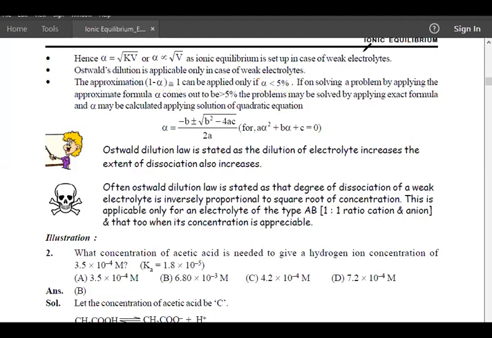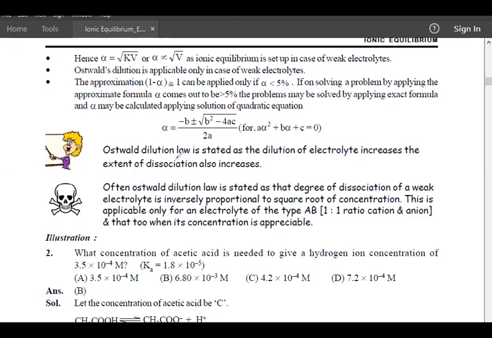So your question should be, sir, what will we do if alpha is not less? No issues, right? You have Ka is equal to C alpha square by 1 minus alpha. The value of K will be given, the value of C will be given. You have a quadratic equation, so solve that quadratic equation. Now this might be very difficult, but again, in chemistry, you have to solve difficult equations, because that is the only thing that makes the calculation difficult. Got it? Right?